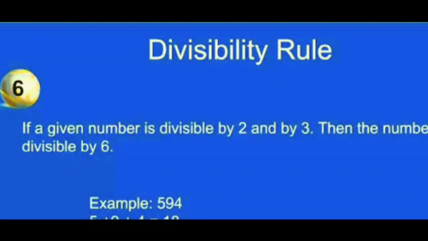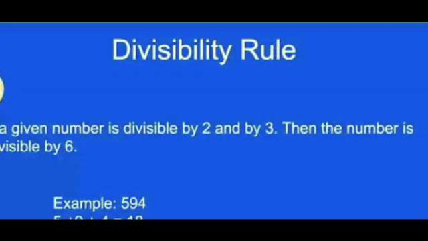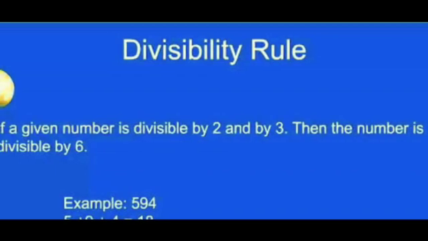Next, we can discuss divisibility rule of 6. That is, if a given number is divisible by both 2 and 3, then the number is divisible by 6. That is, if you can divide a number with 2 and 3, then the number will be divisible by 6.